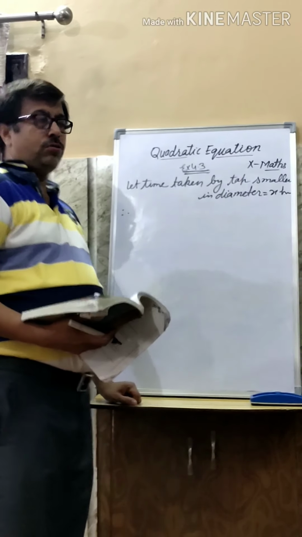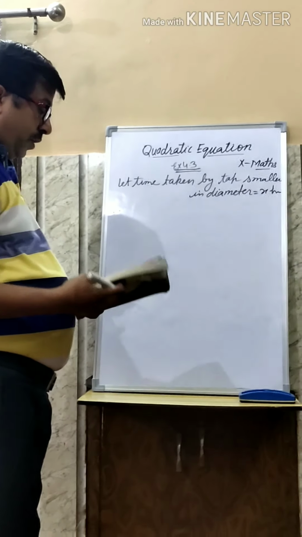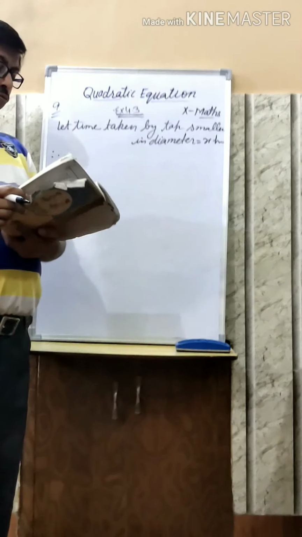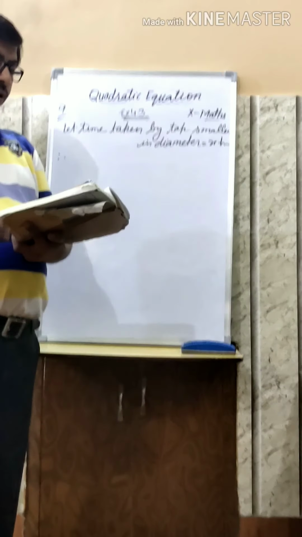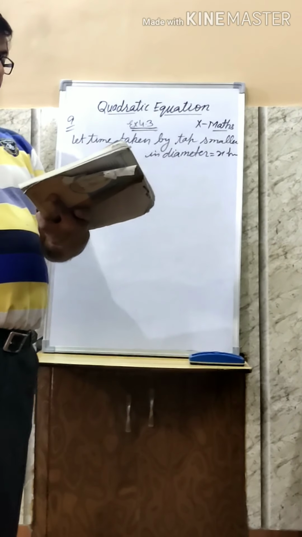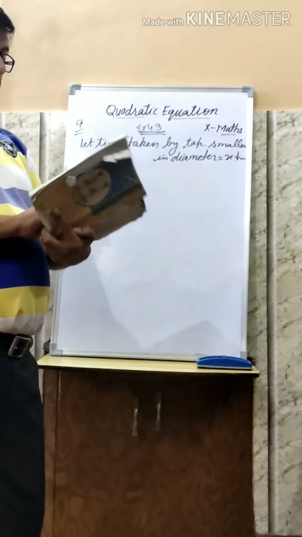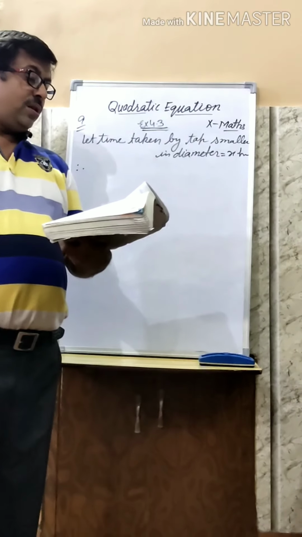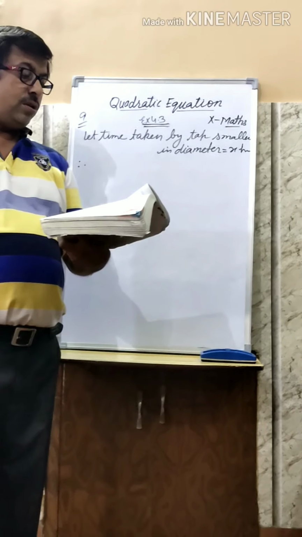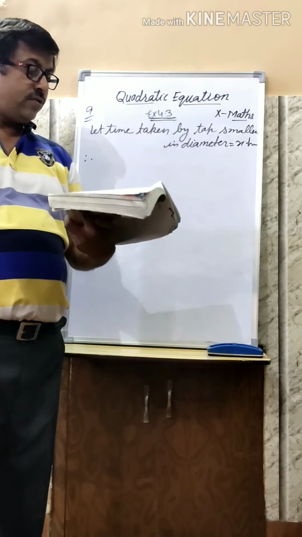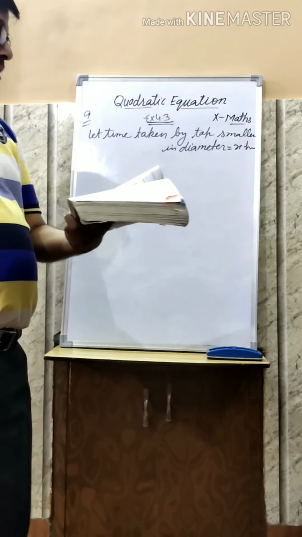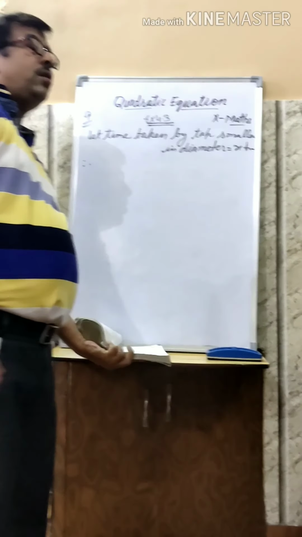So first you see exercise 4.3 question number 9. What is question number 9 saying? Two water taps together can fill a tank in 9 3/8 hours. The tap of larger diameter takes 10 hours less than the smaller one to fill the tank separately. Find the time in which each tap can separately fill the tank.